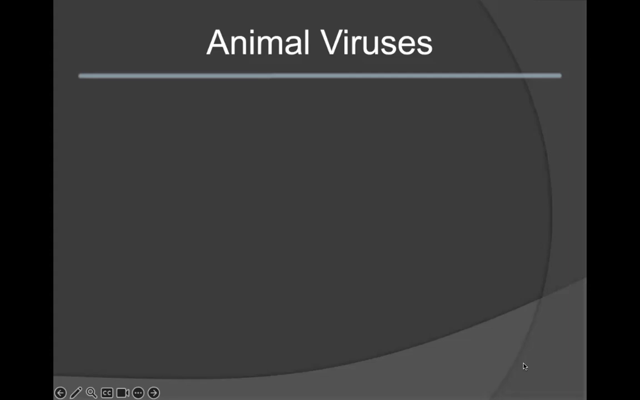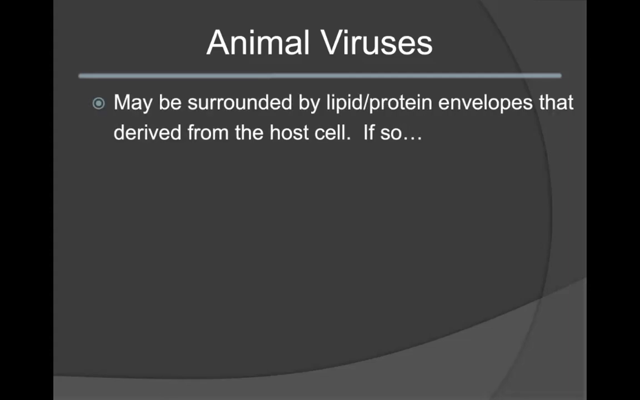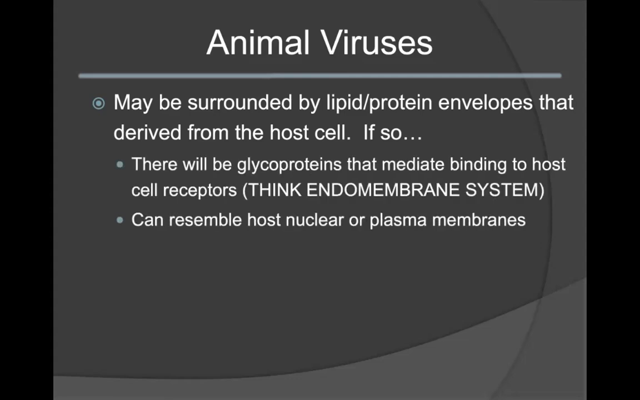We're now going to discuss animal viruses. Animal viruses can be surrounded by a lipid protein envelope that is typically derived from the host cell. Because of this, it can include glycoproteins, and these glycoproteins can mediate binding to the host cell receptors. Most of these glycoproteins would have been made through the host cell endomembrane system.